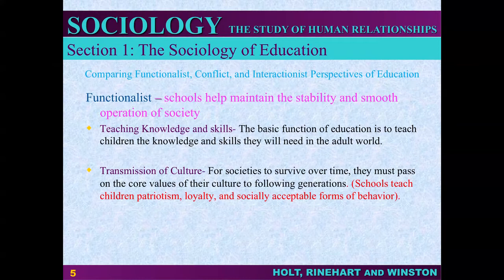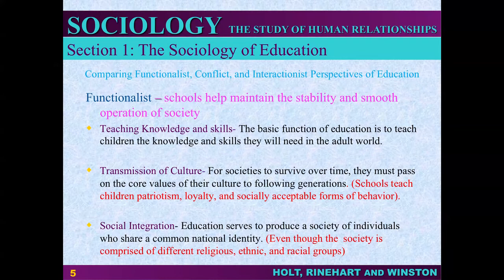The transmission of culture. For society to survive over time, they must pass on the core values of their culture to the following generations. So schools teach children patriotism, loyalty, and socially acceptable forms of behavior. Think about every day at school when you are asked to stand and recite the Pledge of Allegiance, when you are at a sporting event and you have the national anthem that you are asked to stand and pay homage and tribute, for the most part, respect to the flag, loyalty to the country. If someone speaks bad or ill of your country, that you would stand up and defend the country for the most part.